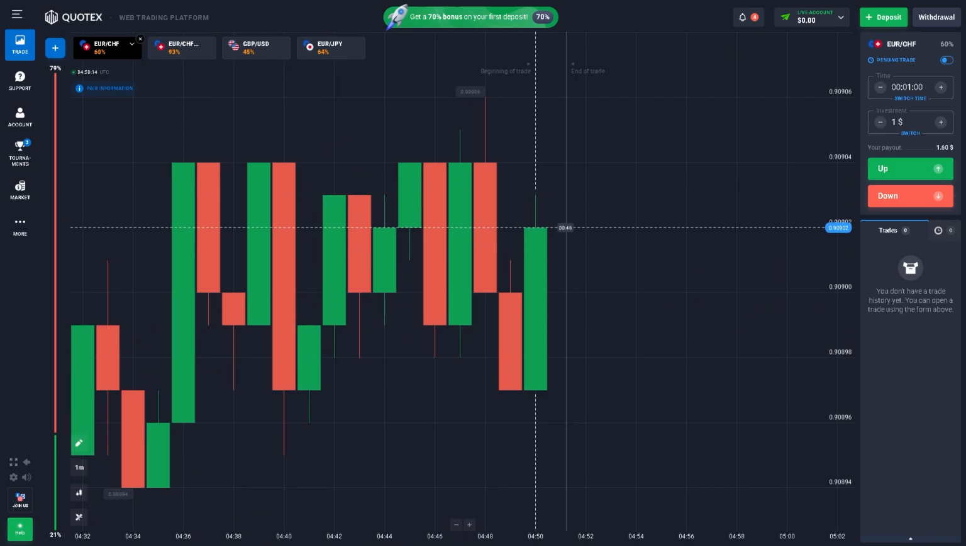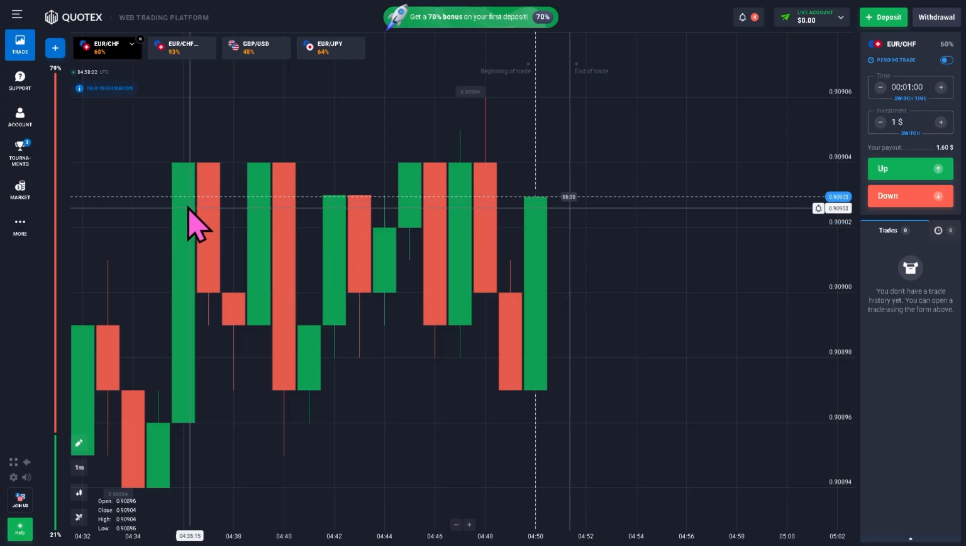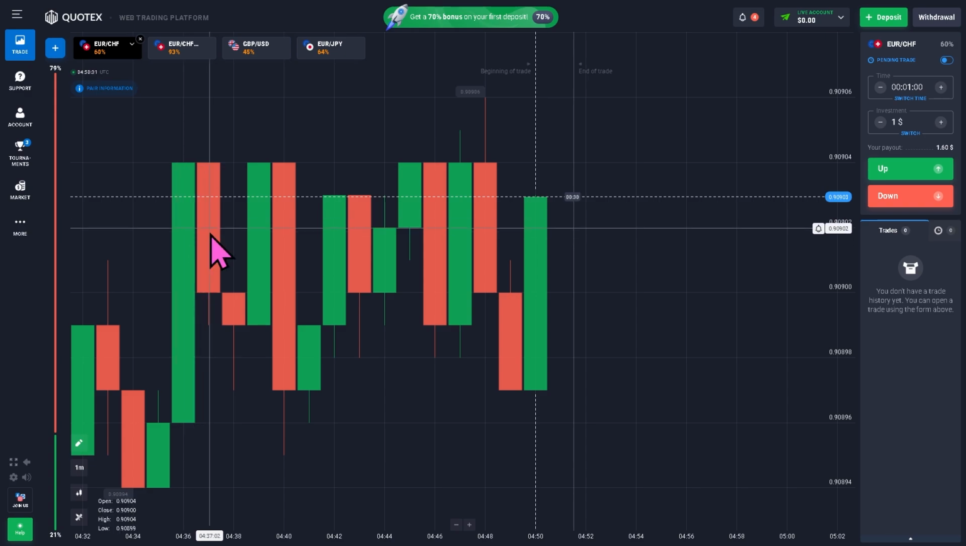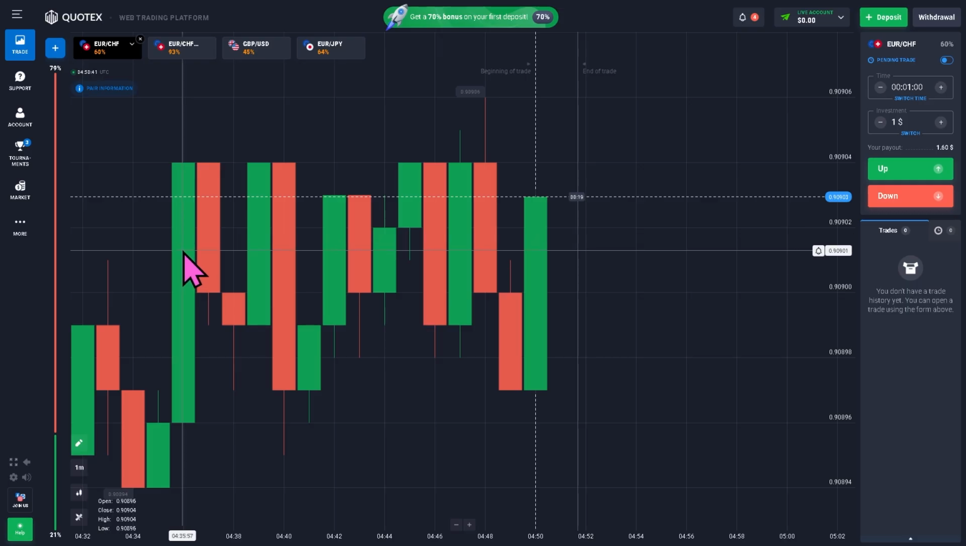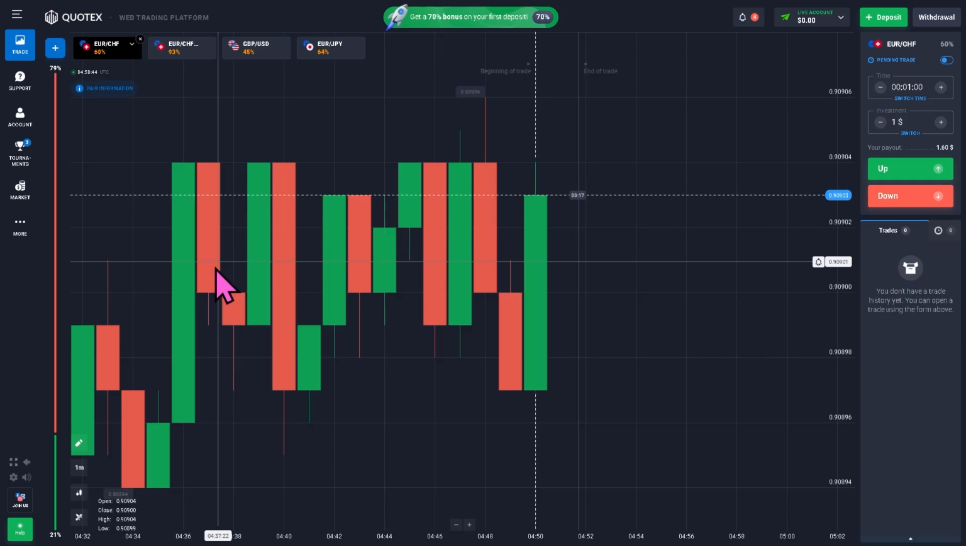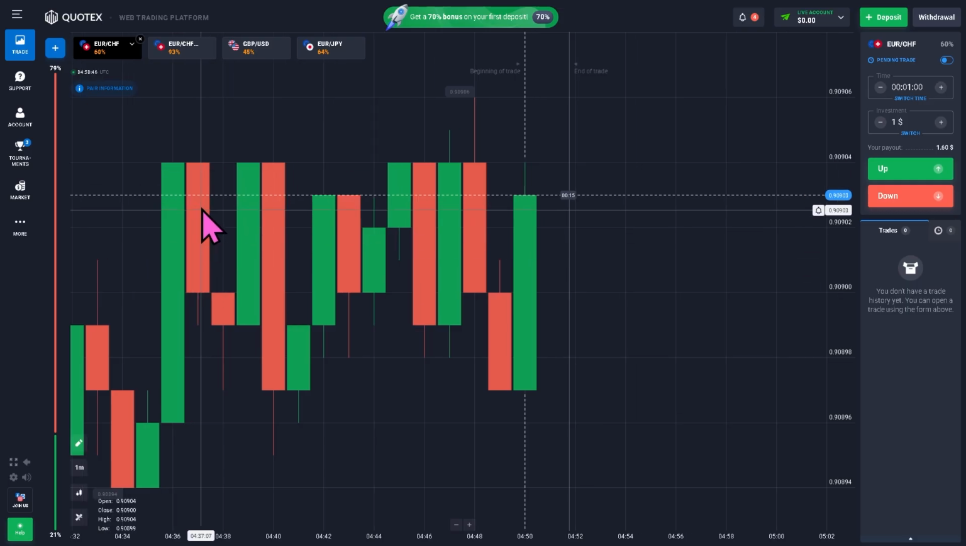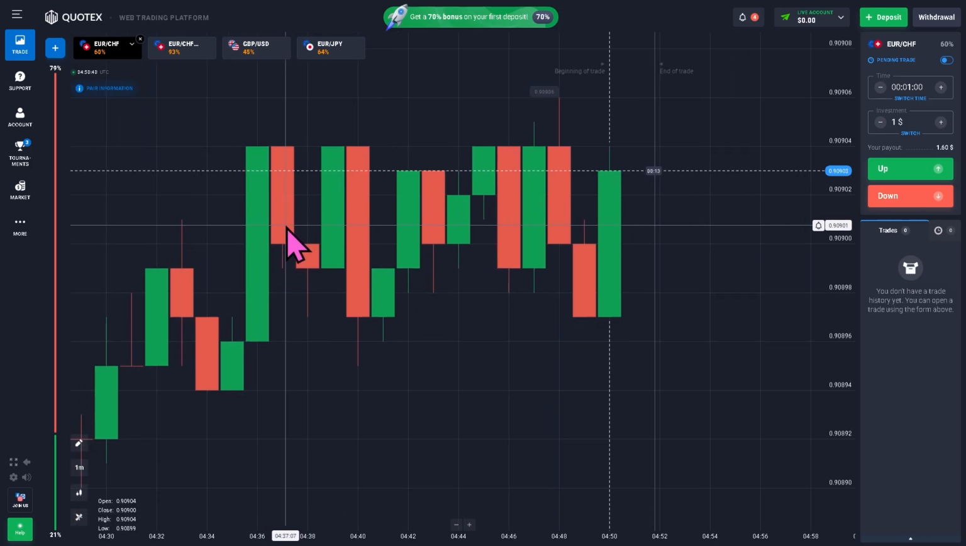The most important part is the candles. The candles are these icons right here. So each candle represents the opening price, the closing price, the highest price, and of course the lowest price. Now, the green candle means price went up during that time period. And the red candle means price went down during that time period.